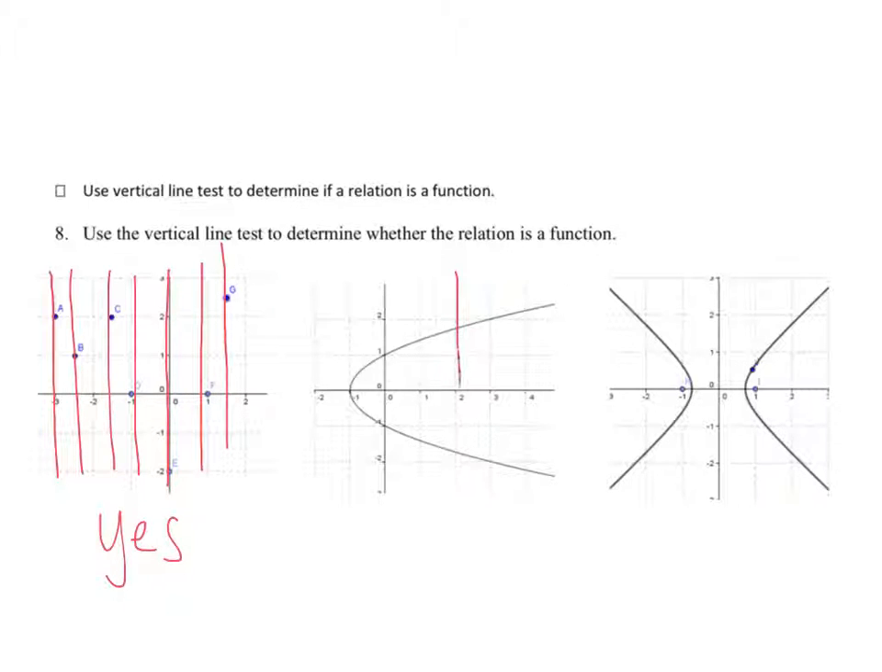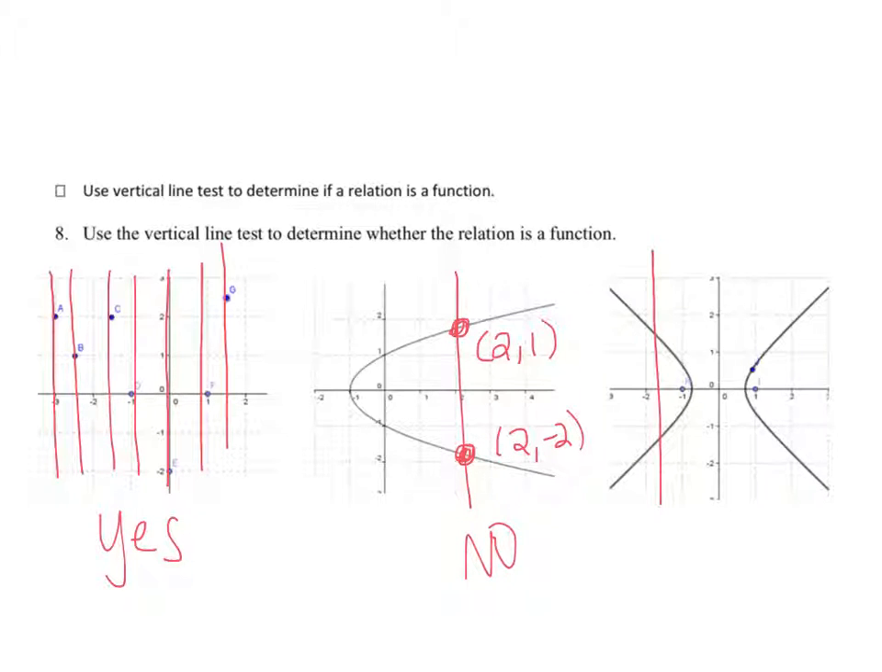On the second graph, however, we can see that this vertical line touches twice. This point is (2, 1), and this point is (2, -2). For the input 2, there are two different outputs, which means that this is not a function.